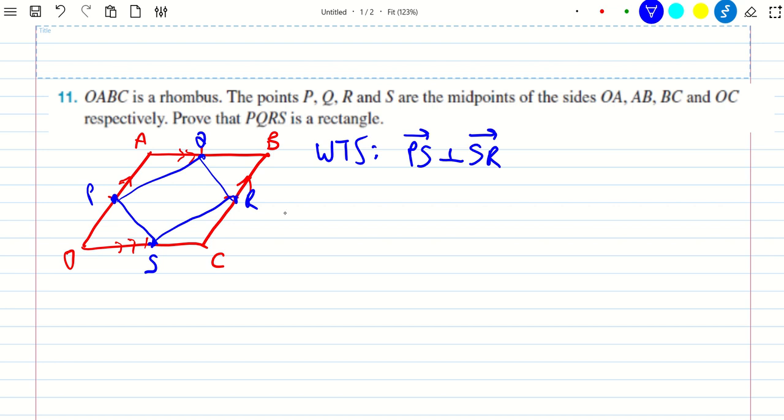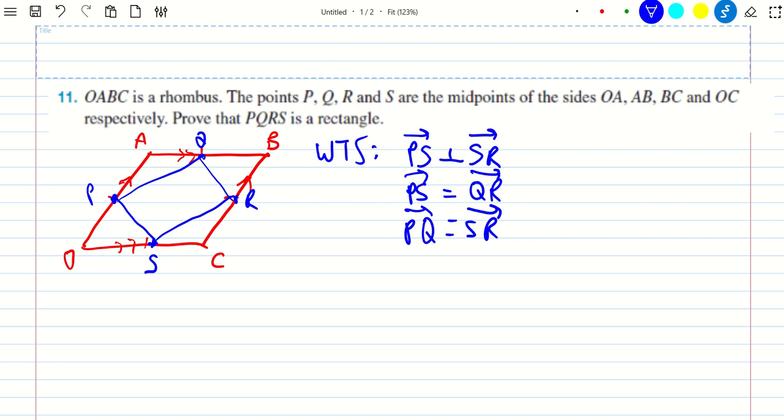And I'd also want to show that PS is perpendicular to QR. In fact, no, I would want it to be equal to QR, not just parallel to. I would say PS must be equal to QR because it's a rectangle. It must be the exact same one. And I also want PQ to equal SR. Okay, so those are the things that would be sufficient to show that that's a rectangle.